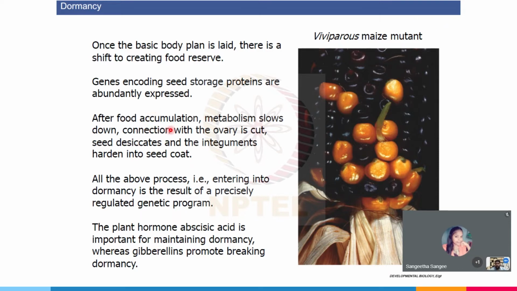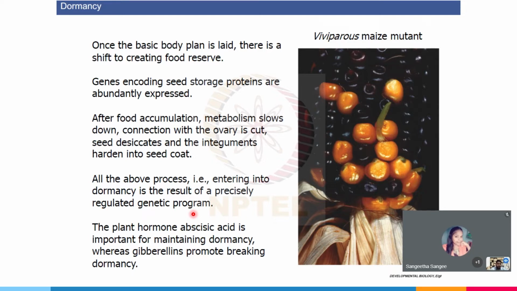After the food accumulation process is over, metabolism slows down, connection to the ovary is cut, and the seed desiccates or loses water, and the integuments, that is the sporophytic part of the entire ovary chamber, harden into the seed coat. All the above process, that is entering into dormancy, is a result of a precisely regulated genetic program. So the exact point where the seed should enter into dormancy and stop producing food is very precisely regulated.